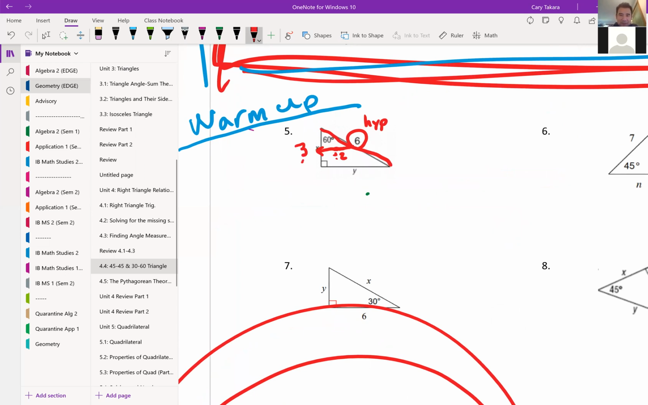Now, if this is 3, how do we get back to the other leg? And that's a multiply, right? Because you're going from short to long. If you want to figure out the longer side, you're going to multiply. Just remember that. That's another clue. If you're going from long to short, then you have to divide by something. But in this case, you're going to multiply by square root of 3. So the answer for y is going to be 3 square root of 3.